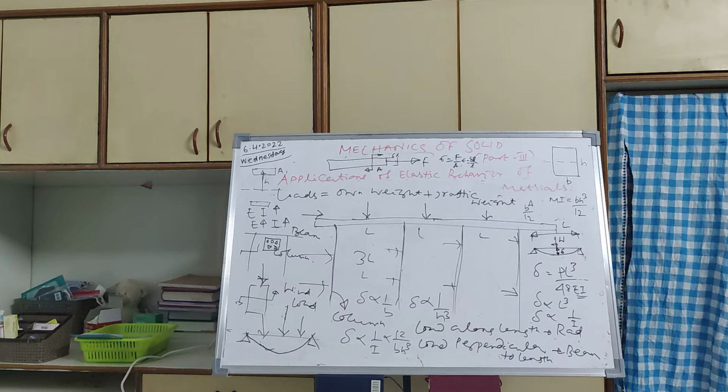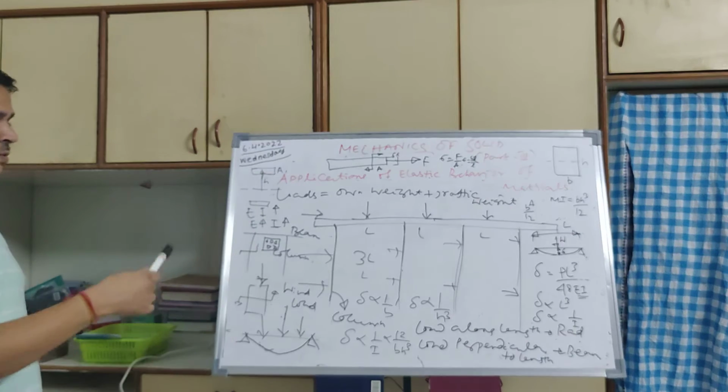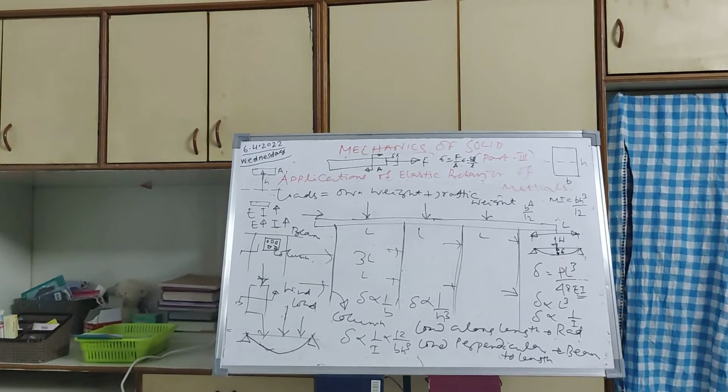A slender member will buckle. That is called the buckling phenomenon. That is an instability phenomenon. That also can happen. So columns can buckle, long columns can buckle. That is another thing.